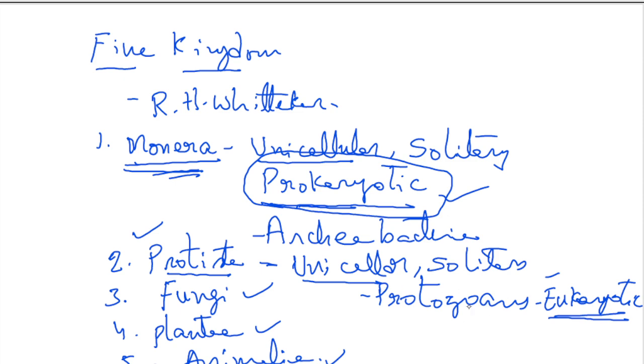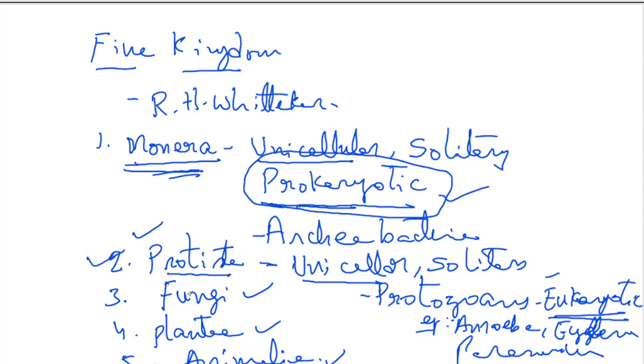The examples for the Protista are all the protozoans that belong to this kingdom. For example, amoeba, euglena, paramecium, all these unicellular eukaryotic animals belong to this Protista. That's about the second kingdom, that is Protista.